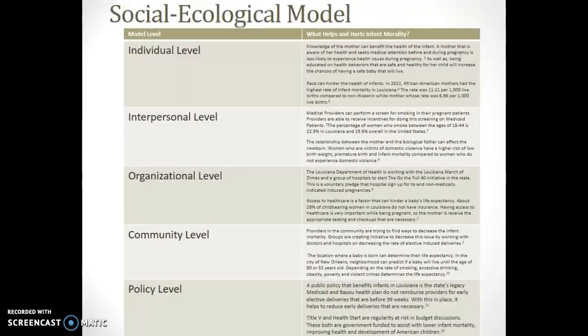In the city of New Orleans, neighborhoods can predict if the baby will live until the age of 80 or 55 years old, depending on the rate of smoking, excessive drinking, obesity, poverty, and violent crimes.